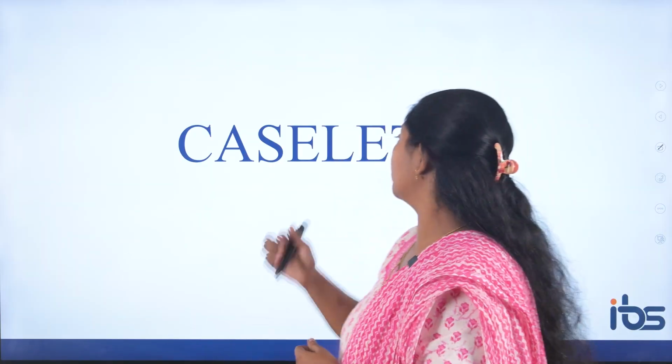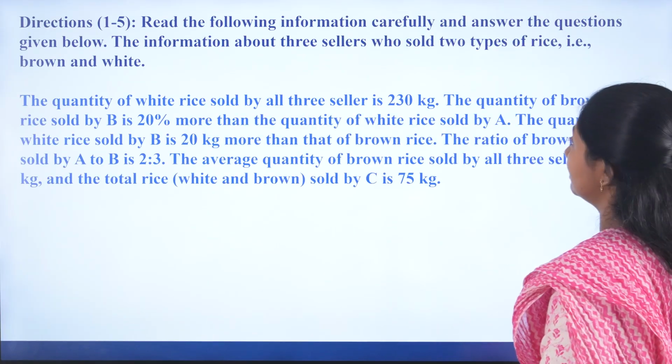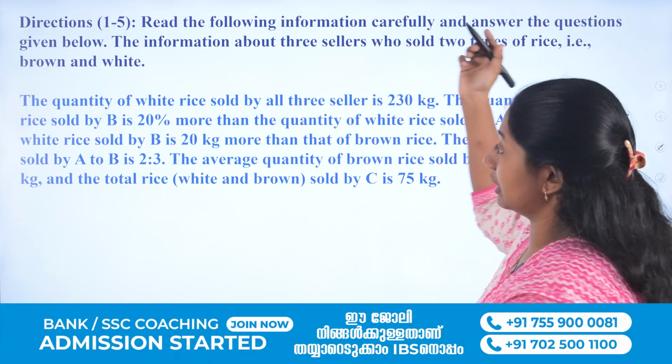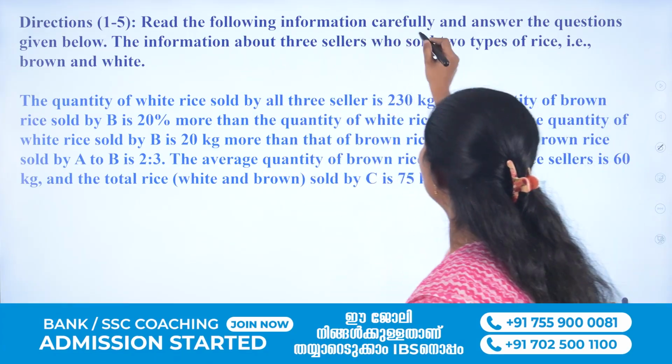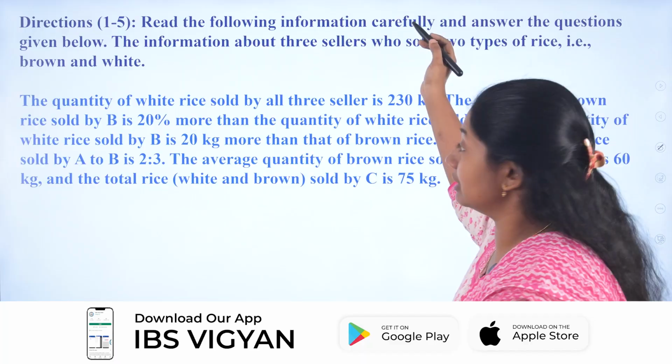This type of DI can be solved easily by reading the data and decoding it into a table if necessary. Or if it is a Venn diagram, keywords like "only" will be given, and in that case you have to go with the Venn diagram. So let's see which model this DI is. First go through the directions: read the following information carefully and answer the questions given below.